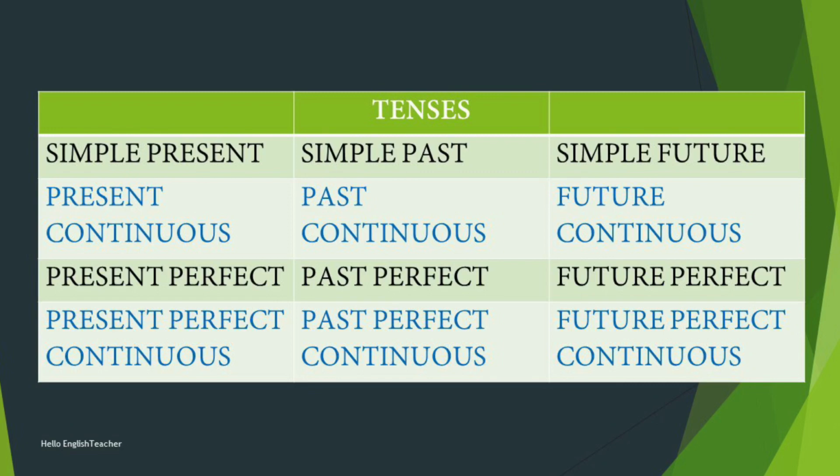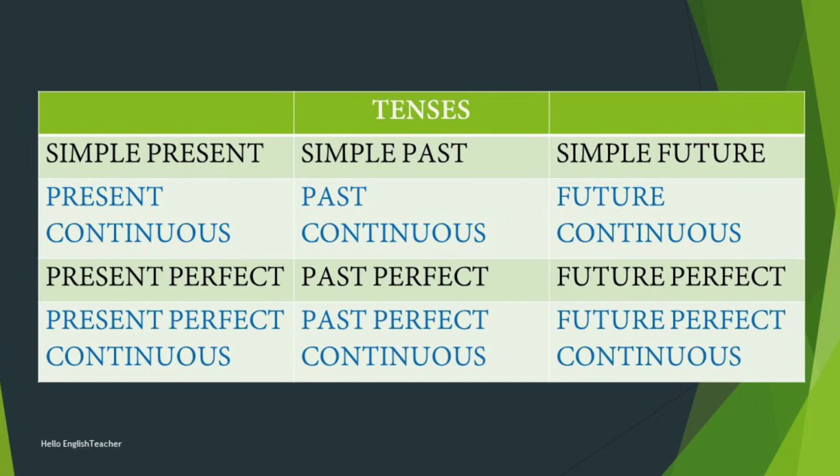Now, there are three main types of tenses. What are they? The present tense, the past tense and the future tense. And each of these tenses can take at least four main aspects. What are the four different types coming under these three main categories? They are the simple tenses, the perfect tenses, the continuous tenses and the perfect continuous tenses.